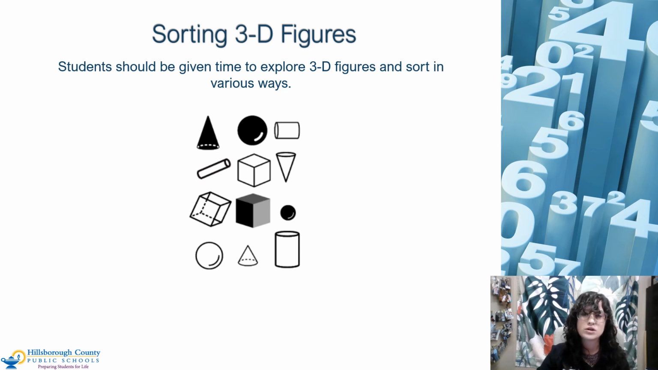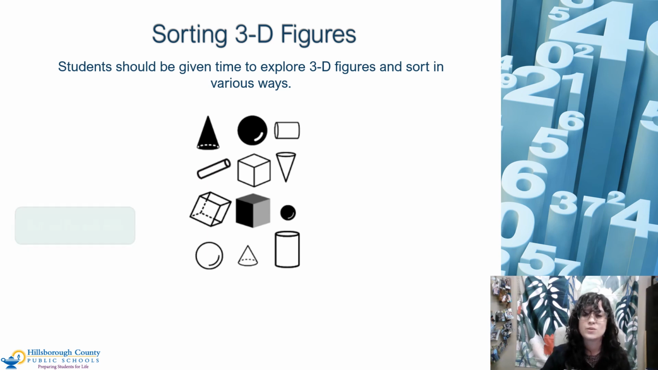When students first start sorting, they might be tempted to sort by: is it a hollow shape? Is it filled in? Is it black? Is it white? Is it small or large? And those are non-defining attributes, and we want to help students understand that even though one of those cones is filled in and the other cone is not, those are still cones because they have the same defining attributes.